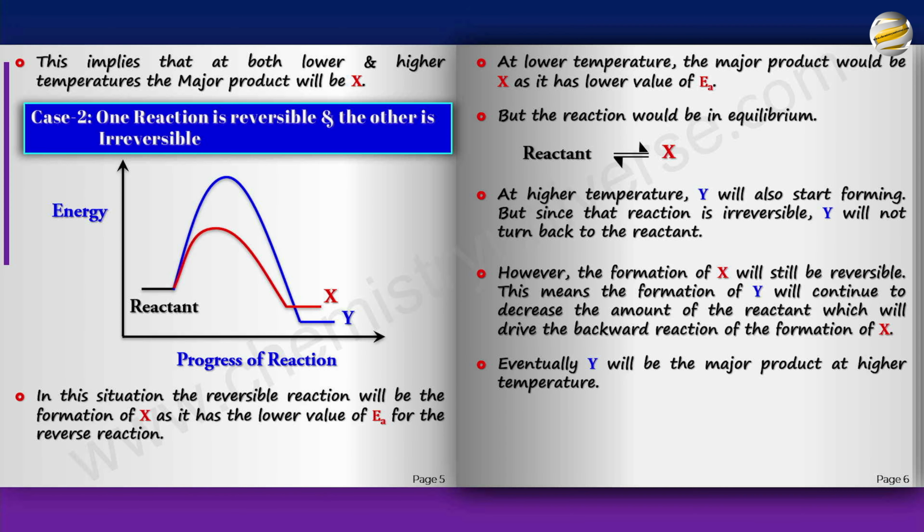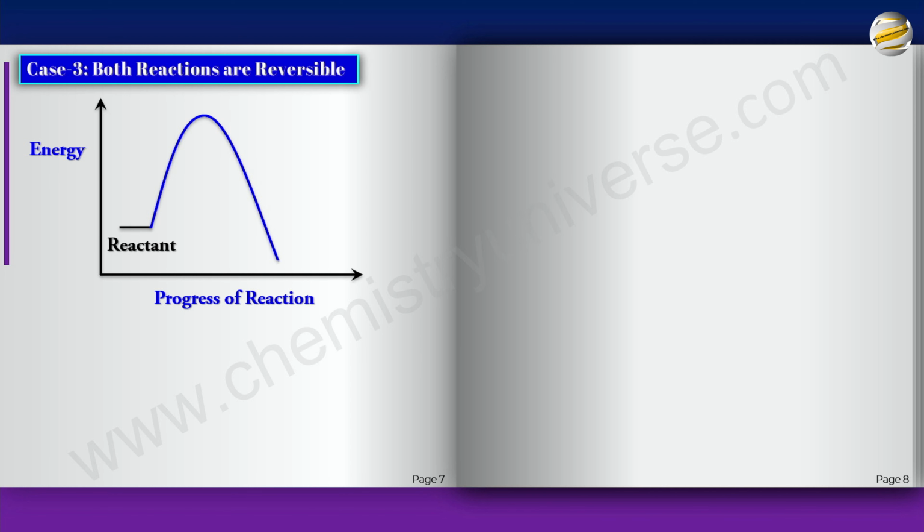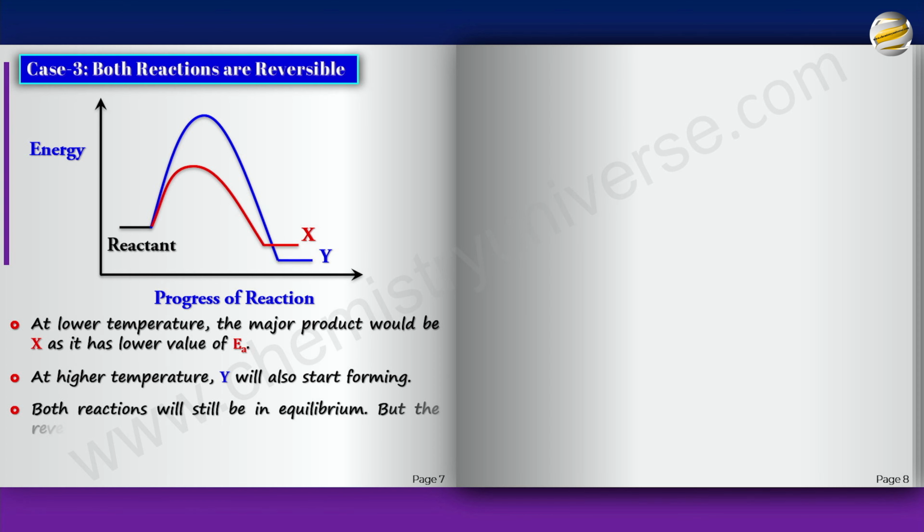Now let's take the third case. The third case being both reactions are reversible. So again, I take the same example. But in this case, we are going to assume both are reversible. Same graph, but now both are reversible. Now again at lower temperatures, the major product will be X because of lower activation energy. At higher temperatures, Y will start forming, that we can understand now. Now both reactions will still be in equilibrium, but the reverse reaction of Y will be slower as it has greater reverse EA.